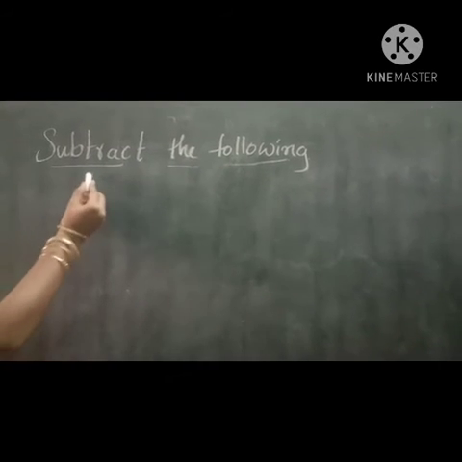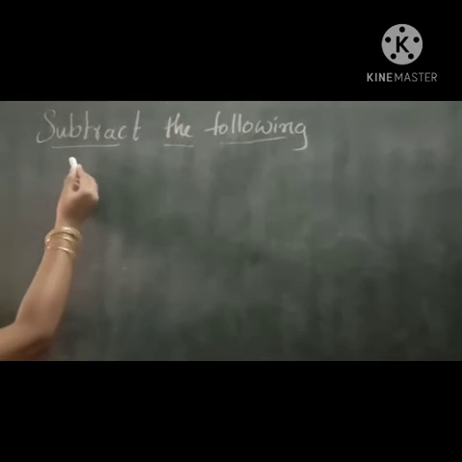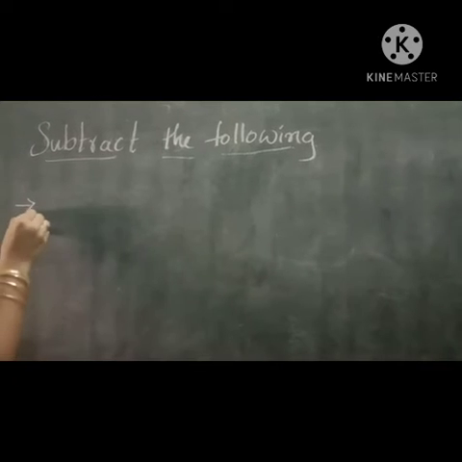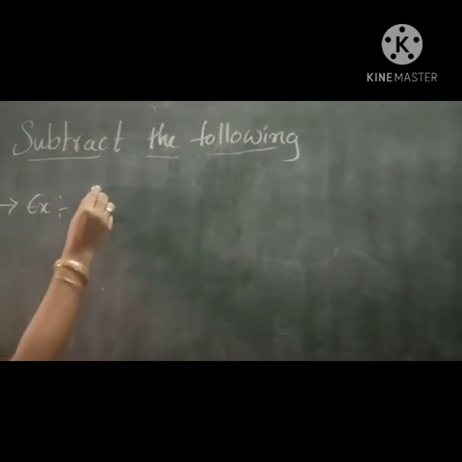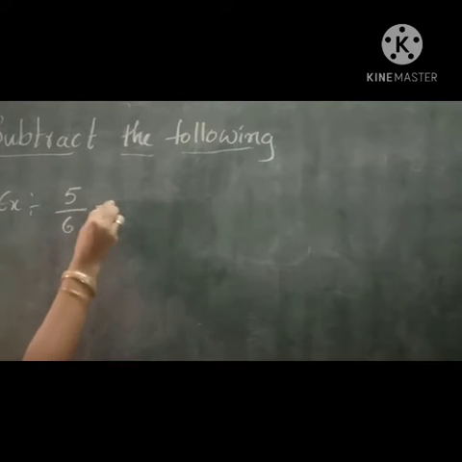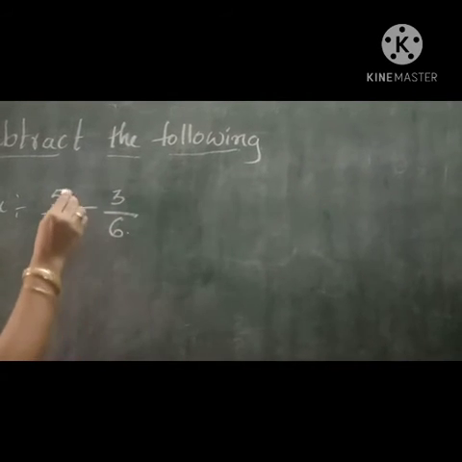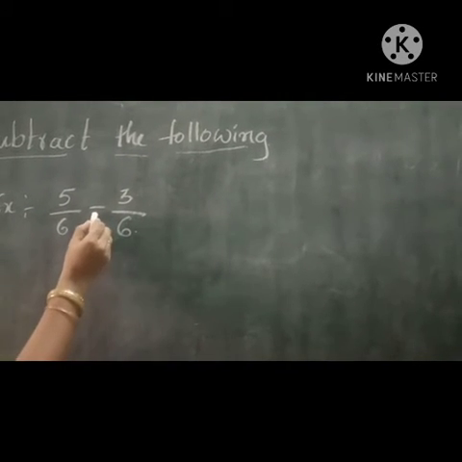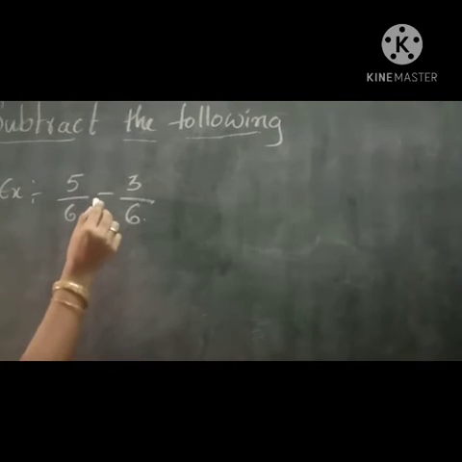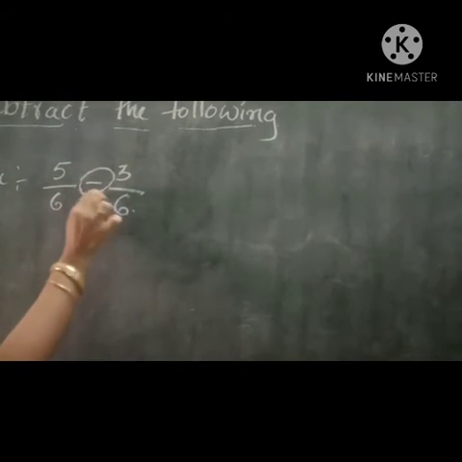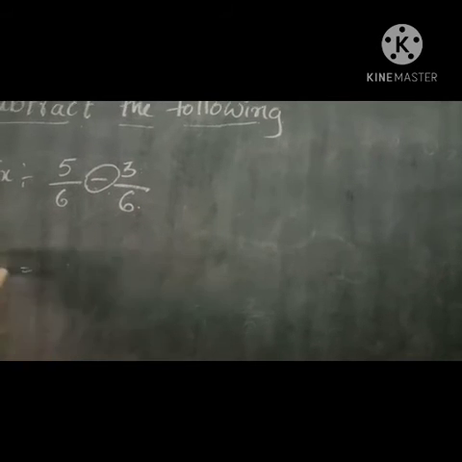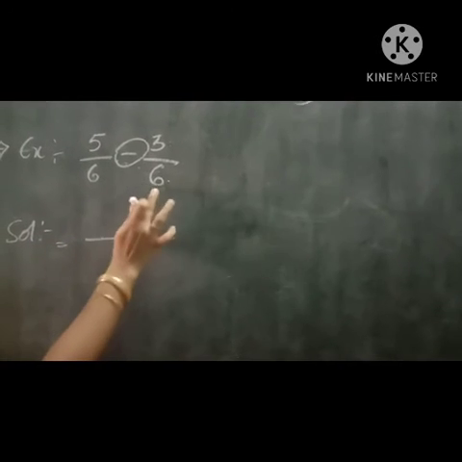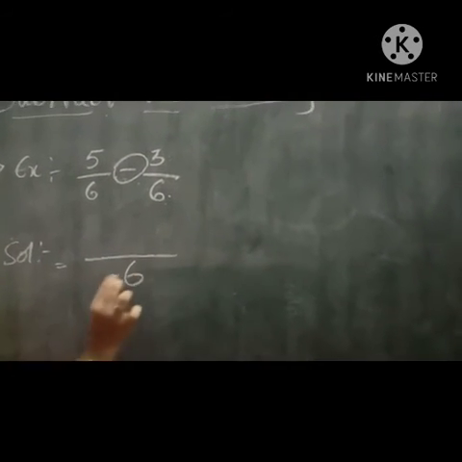Okay, next one is subtract the following. Now what we are doing? Subtraction. We already know, children, very well subtractions. Now see the one example. 5 by 6 minus 3 by 6. 5 by 6 minus means what we have to do here? Yes, minus means we have to do the subtract. 3 by 6. Okay, see the solution now. What is the denominator number? The denominator number is 6. So here we have to write the 6.